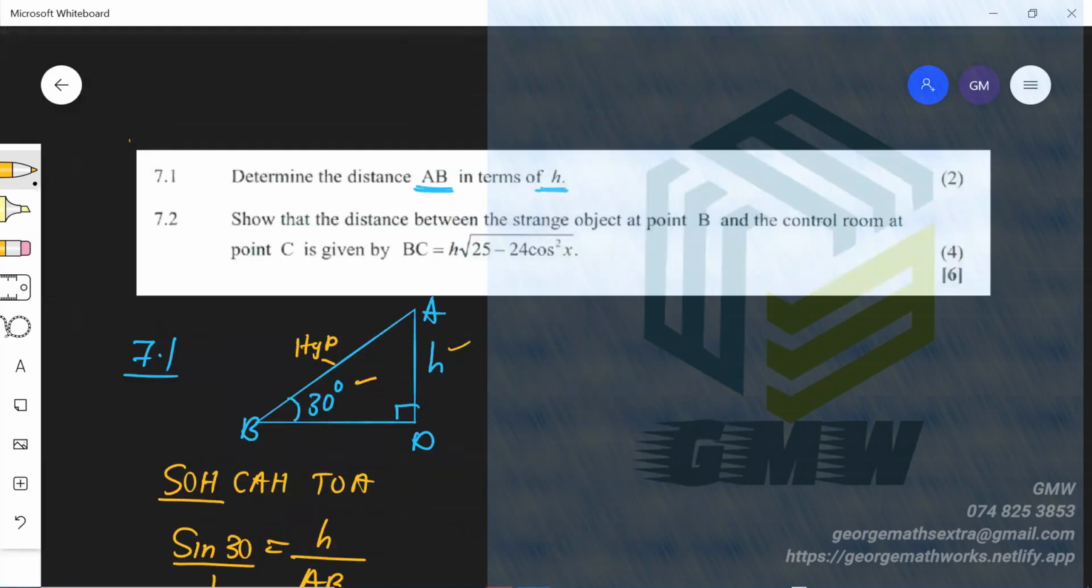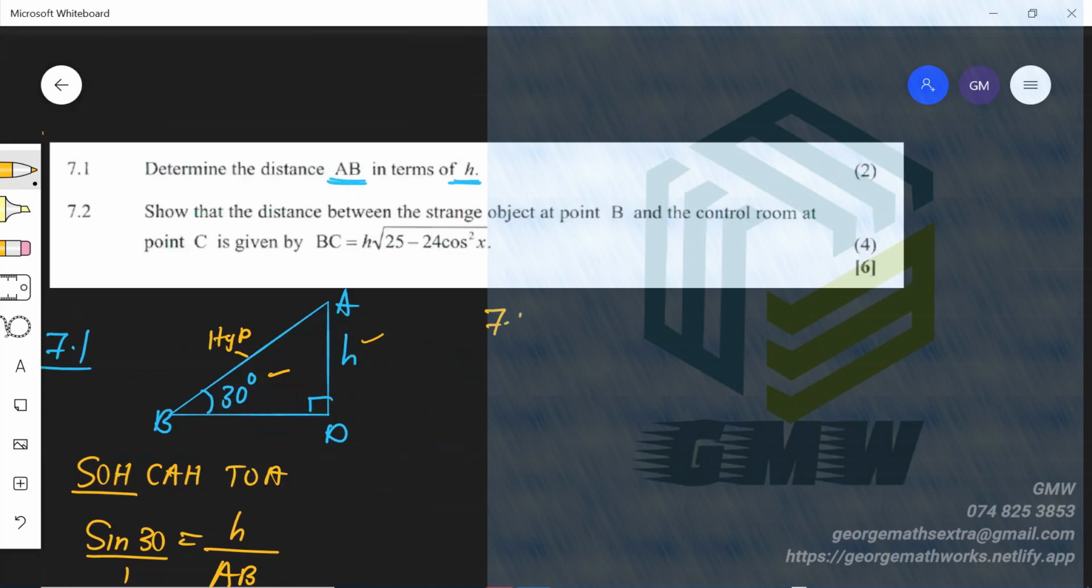Then they are asking us about 7.2. On 7.2, they are saying show that the distance between the strange object at point B and the control room at point C is given by BC equals to... A question that says show that, it means this is our answer. Agreed? So we want to show, that's our job. We want to show that BC is equals to h square root of 25 minus 24 cos squared x.